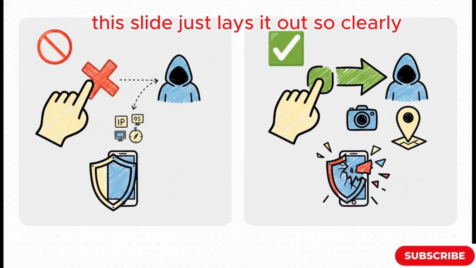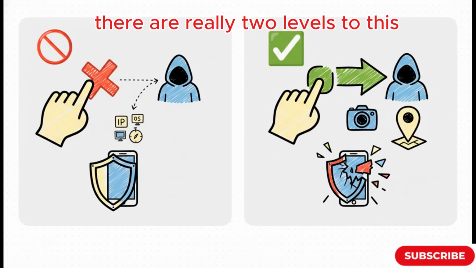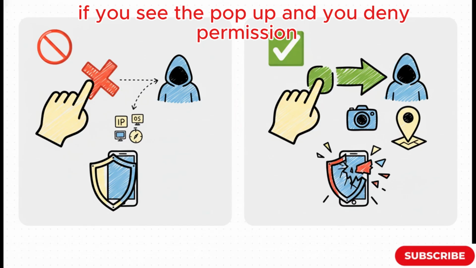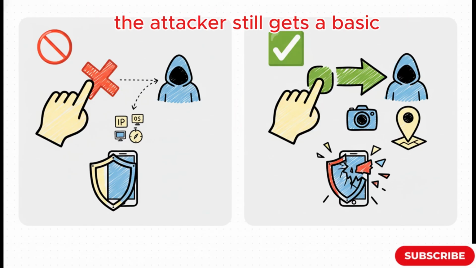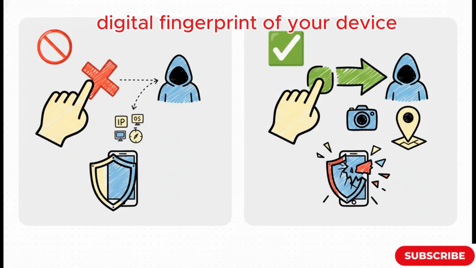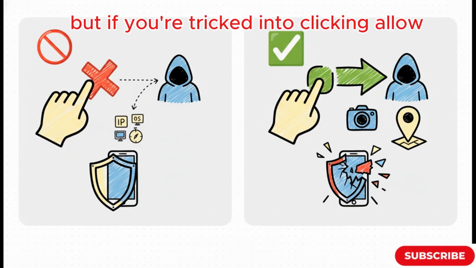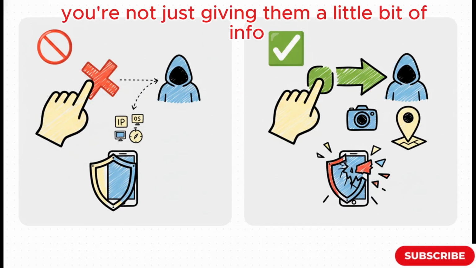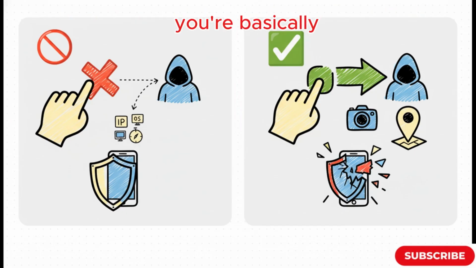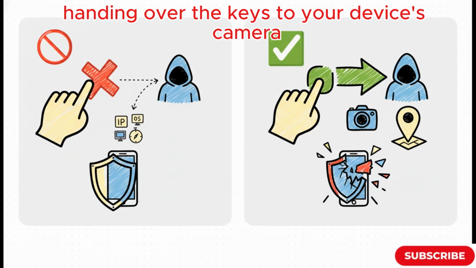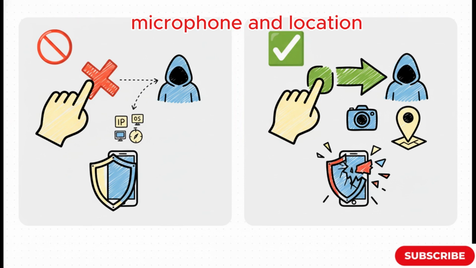This slide just lays it out so clearly. There are really two levels to this. If you see the pop-up and you deny permission, the attacker still gets a basic digital fingerprint of your device. But if you're tricked into clicking allow, you're not just giving them a little bit of info. You're basically handing over the keys to your device's camera, microphone, and location.